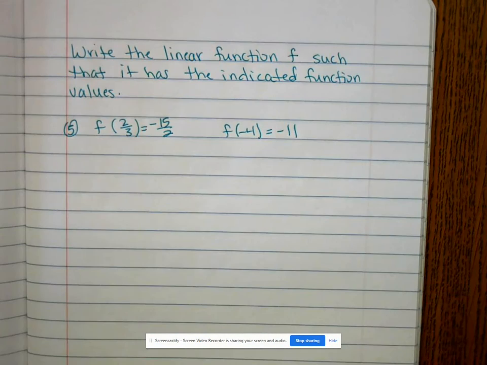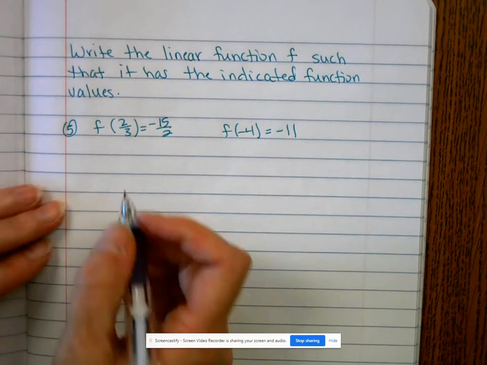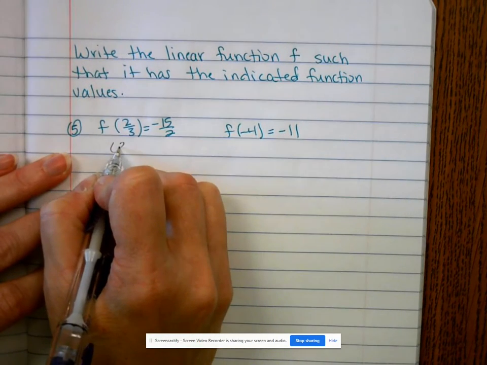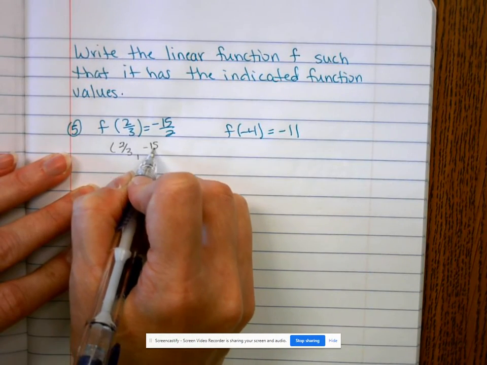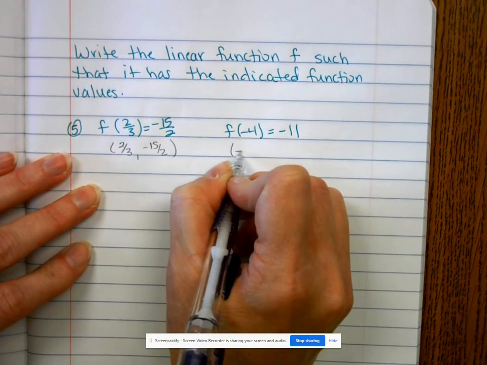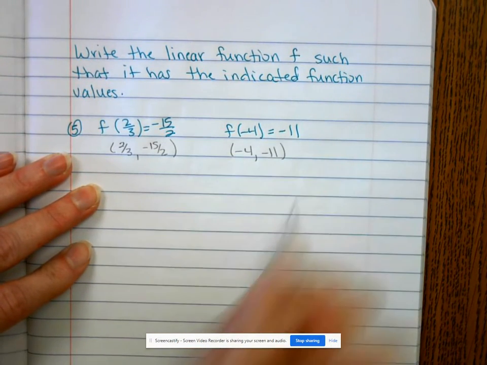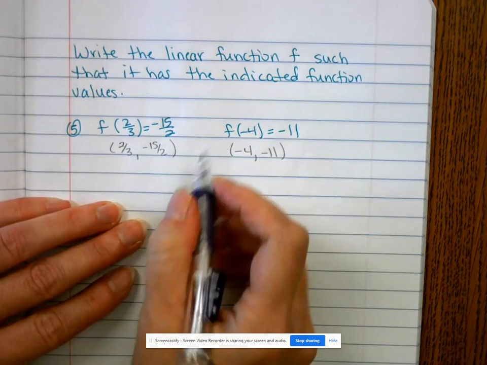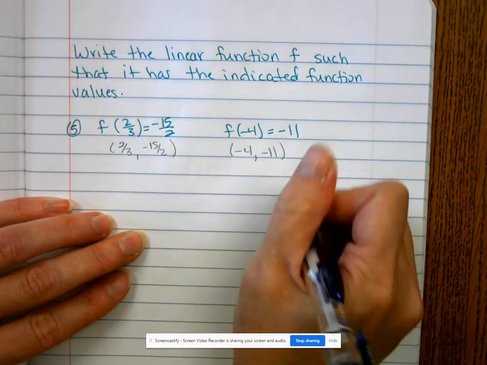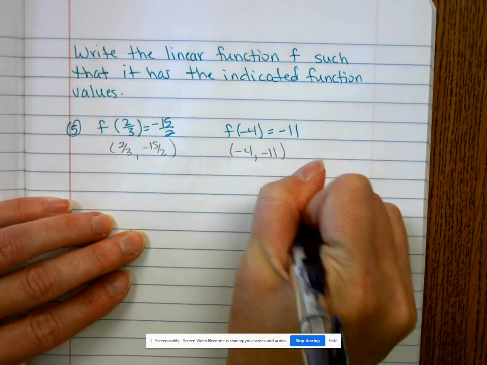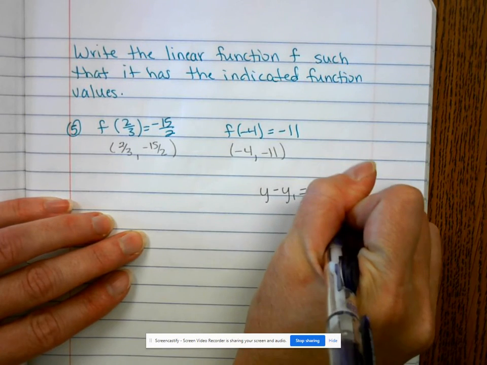All right, so again, we did this in your class starter. Remember that this is really just saying there's an ordered pair at 2/3, -15/2, and there's an ordered pair at -4, -11. All right, so also remember that we know that we can write the equation of a line given 2 points using point-slope form.